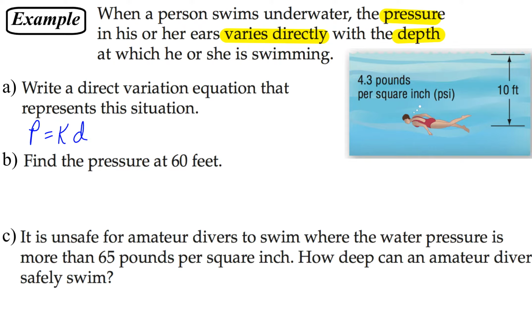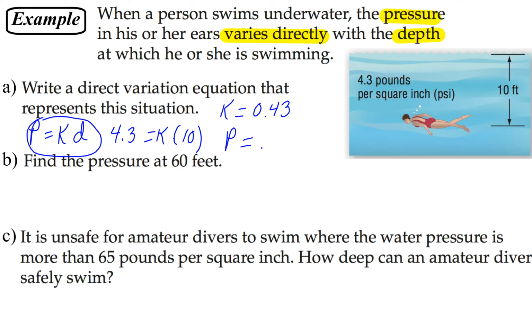So I'm going to call the pressure P, the depth D, and that constant of variation K. Well, we need to figure out what that constant is. And our pressure here is 4.3, so I'm going to put 4.3 in for P. 4.3 equals that constant times my depth of 10 feet. So we can solve this and say K equals 4.3 divided by 10, which is 0.43. And then go right back to this equation right here. This is our equation, but we needed to find that constant. So our equation ends up being P equals 0.43 times D. Okay, so that is the equation we're going to be using for this problem.